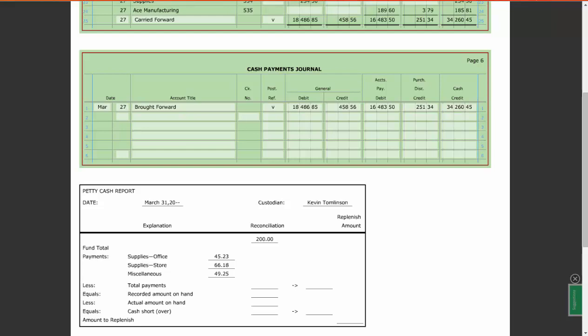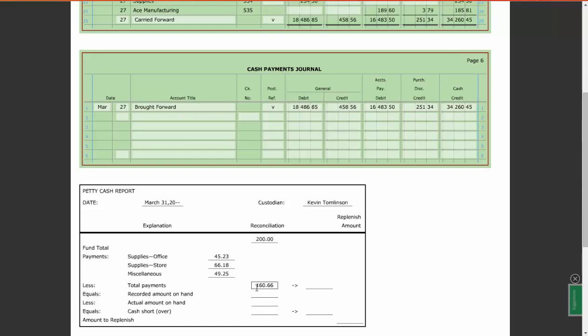What do we get? Thanks, Alexis. 160.66. Would you agree? If I add up these 3 numbers, it equals 160.66? Yes, these 3 numbers, not the 200.